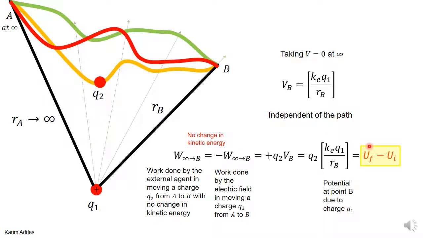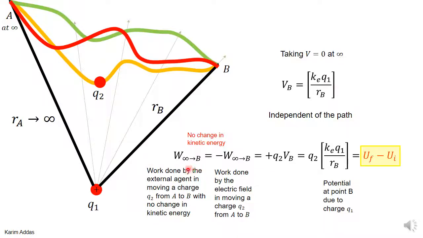Now we have a way to relate the difference in energy between those two different configurations and the work done by the external agent, the work done by the electric field, and the potential at point B due to the charge Q1. And this slide will actually be very useful when we're trying to get the amount of energy stored in a system of charges.